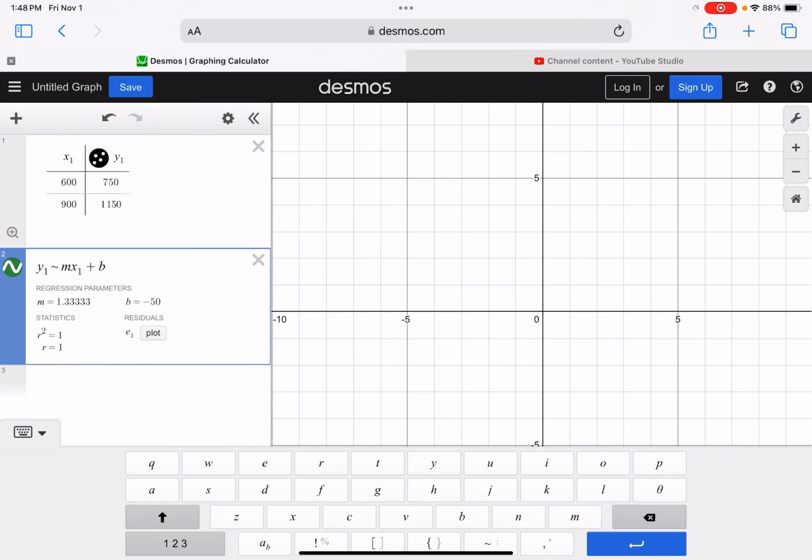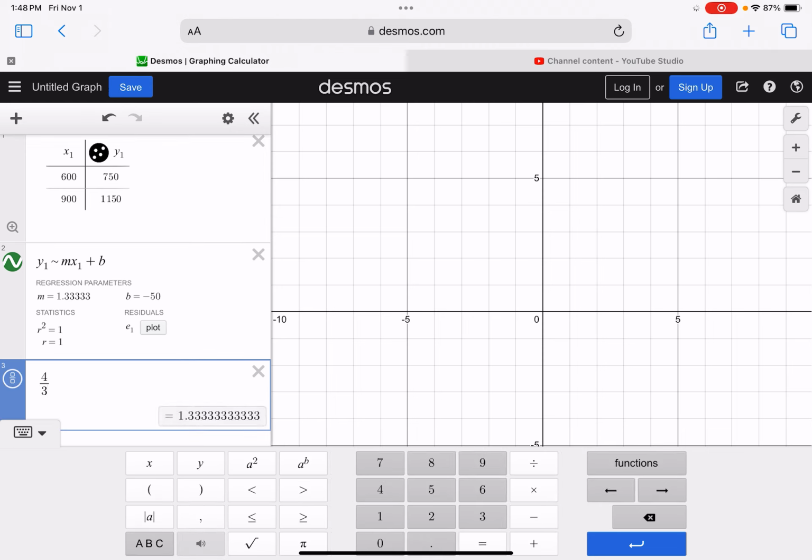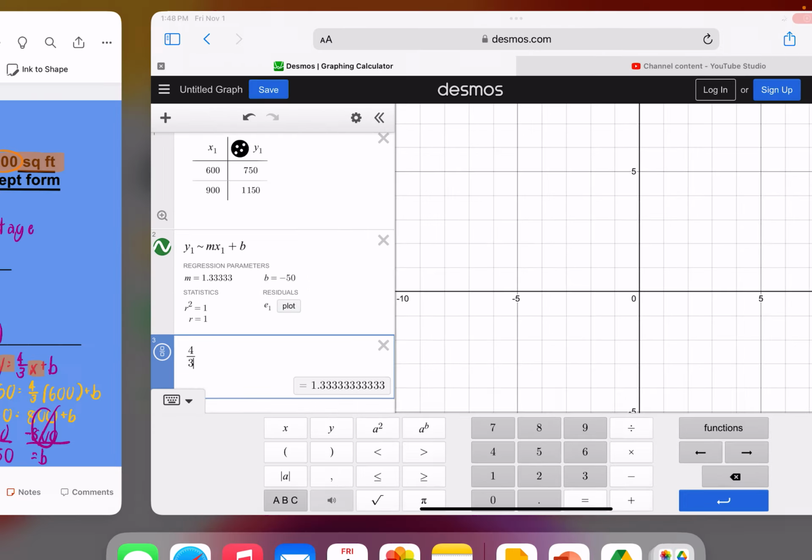Then from here, I can see my m is 1.3333. My b is the negative 50. So the slope that we got was 4 over 3. So I'm just going to double check that our slope is correct. And you can see that 4 over 3 is equivalent. It's equal to that 1.333.